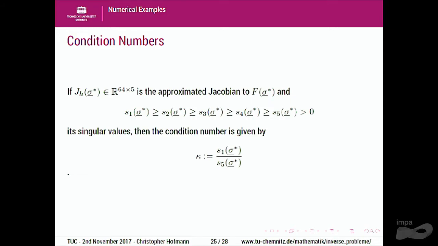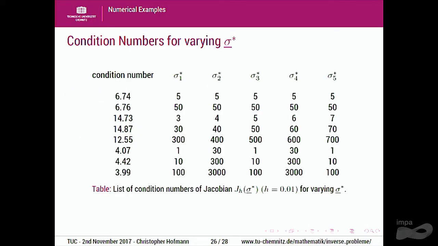In order to further investigate this behavior, we looked at the condition numbers of the approximate Jacobian. Then we looked at the singular values and the condition numbers for some sigma star. And what can we see here? We used various conductivity vectors with different structures. These are constant, some rising values, and some alternating sinoid sigma functions. Again, we scaled them and we can see that even with scaling, there's no change in condition number, and they're all very well conditioned.